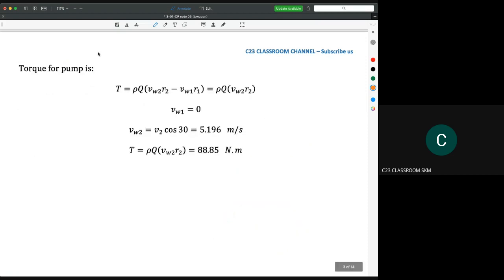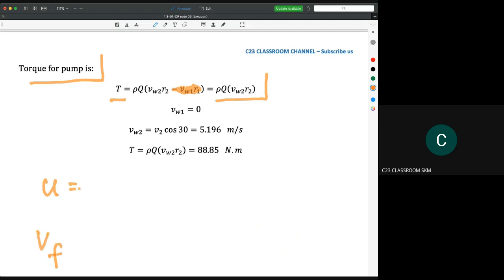the first question is about the torque, and you could refer to our lecture notes. It is found that the torque T is equal to rho Q (Vw2 R2 minus Vw1 R1). And then we could simplify it because the value of Vw1 here is equal to 0, so the equation becomes like this. Again, I remind you, the only two parameters that you could calculate using a fixed equation are U and also VF.